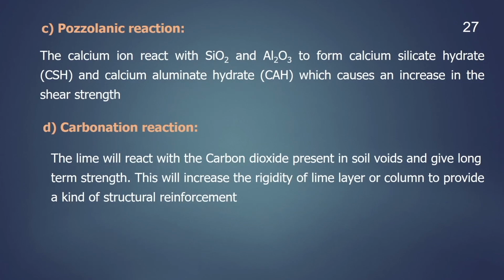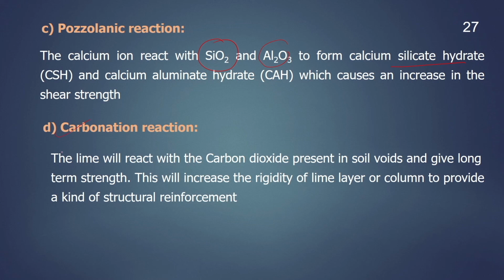Then long term pozzolanic reaction will take place, because the calcium ion will react with the silicon oxide or alumina present in the soil, and that will form calcium silicate hydrate and calcium aluminate hydrate, and this CSH and CAH will cause an increase in the shear strength of the soil.